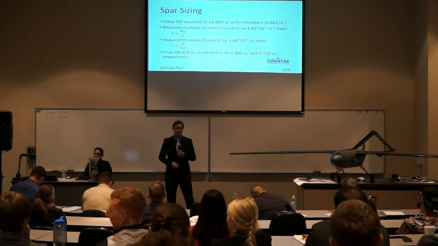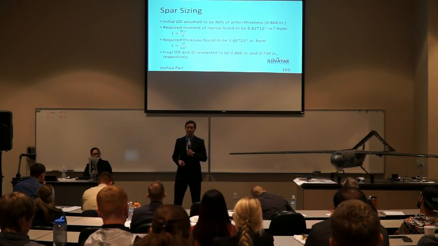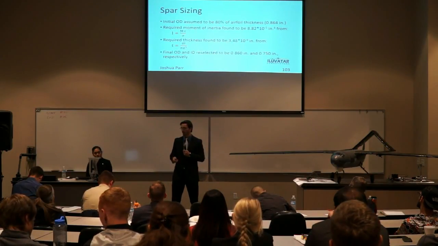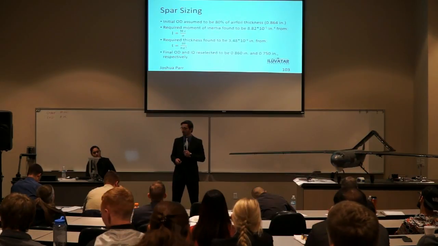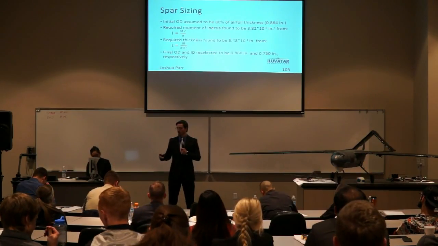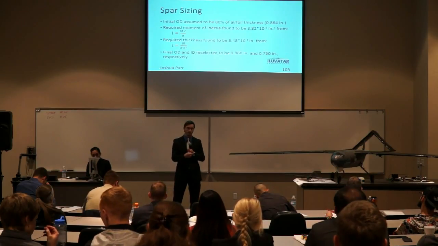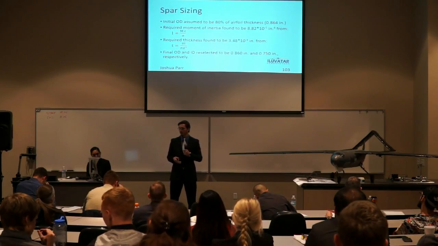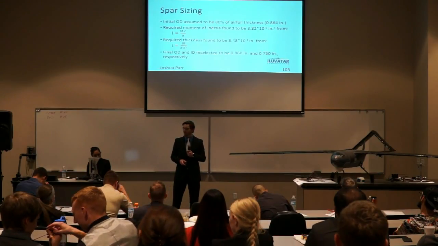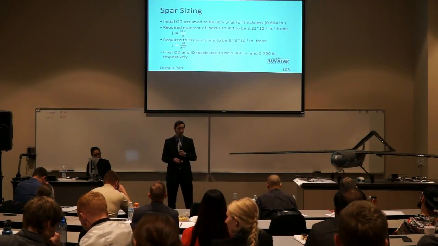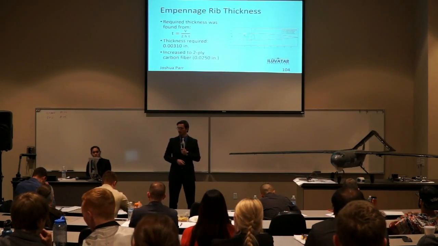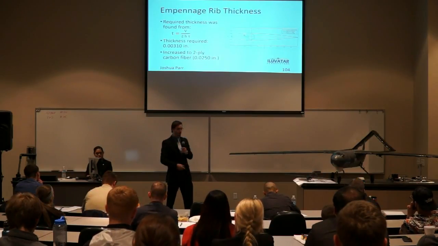Going on to spar sizing, we had an initial outer diameter that was assumed to be 80% of the airfoil thickness, but this is back in prelim, that was 0.864. Then we had a required moment of inertia that's shown on the screen and was found using this equation. Then we used the required thickness equation to find our required thickness, which is also shown up there. The final outer diameter and inner diameter were reselected to be 0.860 inches and 0.750 inches, once again based off our supplier limitations. Then we have our empennage rib thickness, which has a required thickness found using this equation shown on the screen.